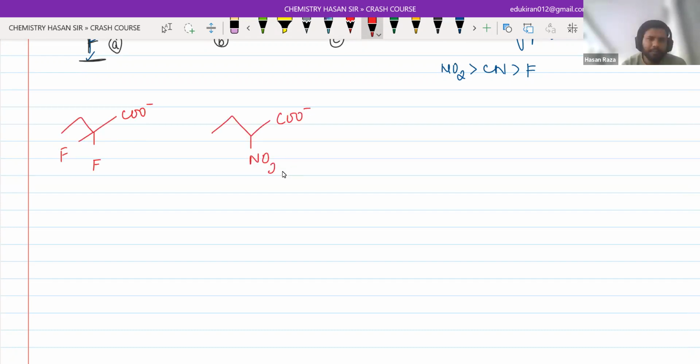Which one is more acidic? Very good, very good. A will be more acidic because number dominates over power.